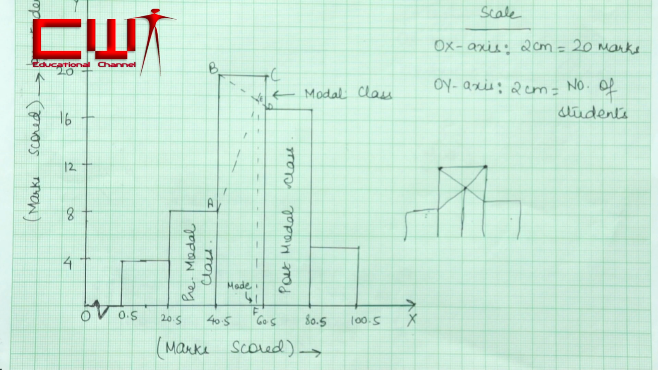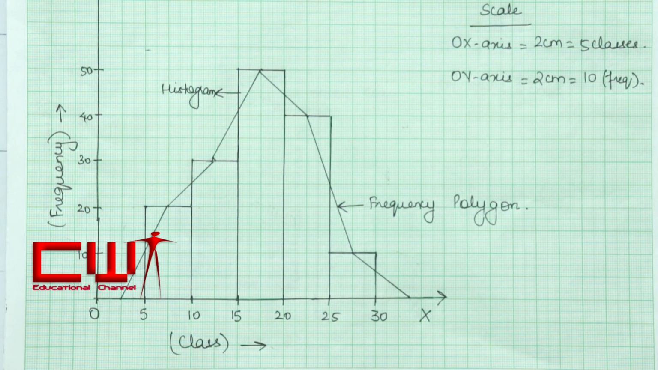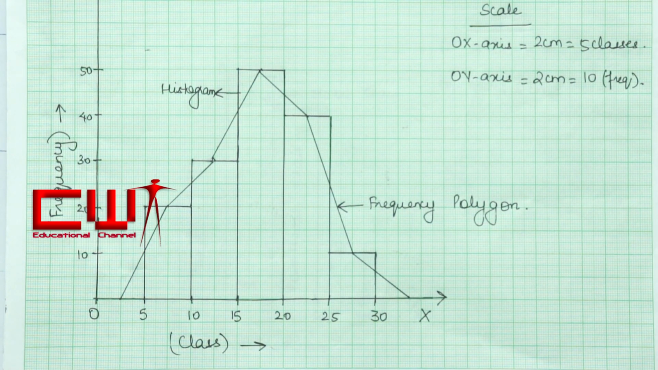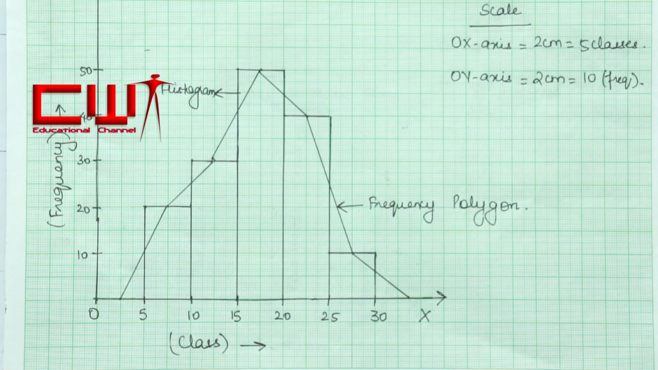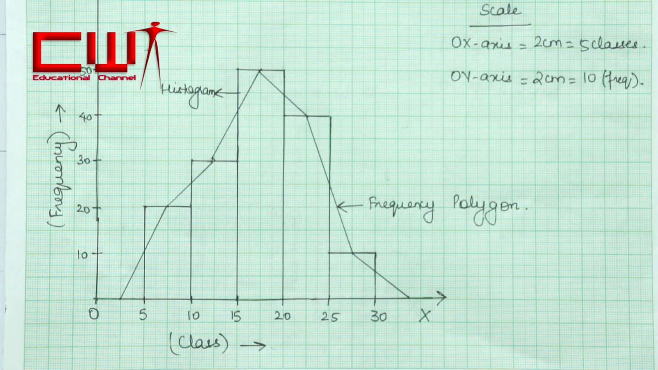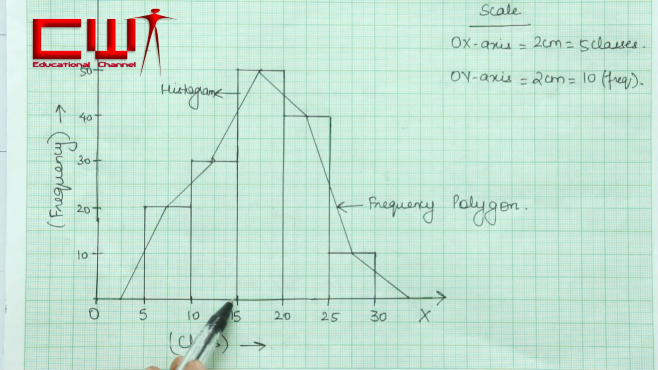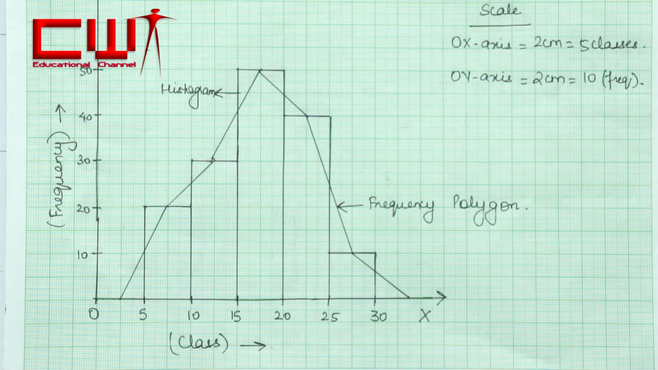Next we move on to exercise 6.3, page 151, question number 1. Draw a histogram and frequency polygon for the following distribution. The classes given are 5 to 10, 10 to 15, 15 to 20, 20 to 25, 25 to 30. This is a continuous series. The frequencies given are 20, 30, 50, 40 and 10 for the class intervals respectively.